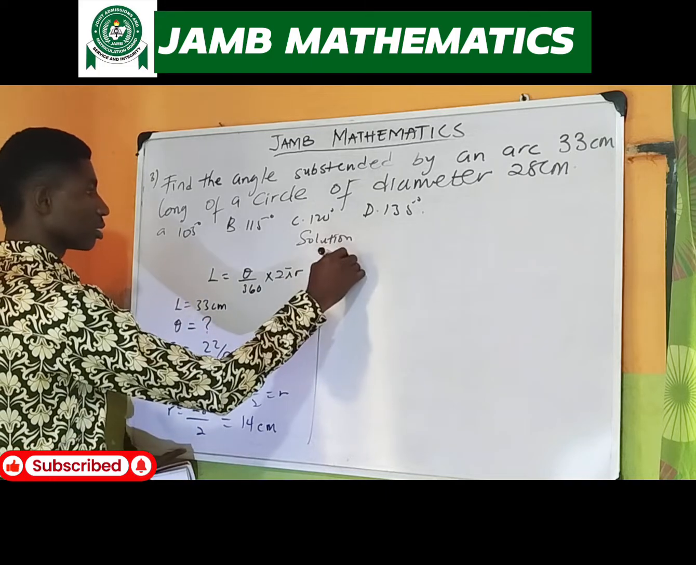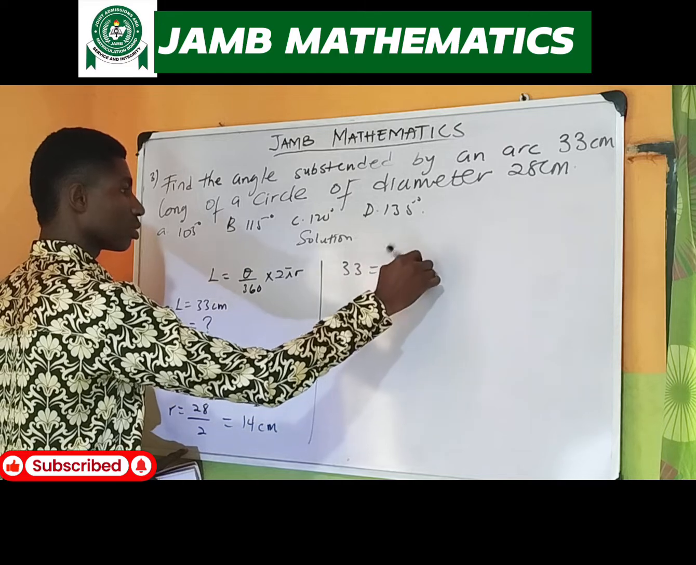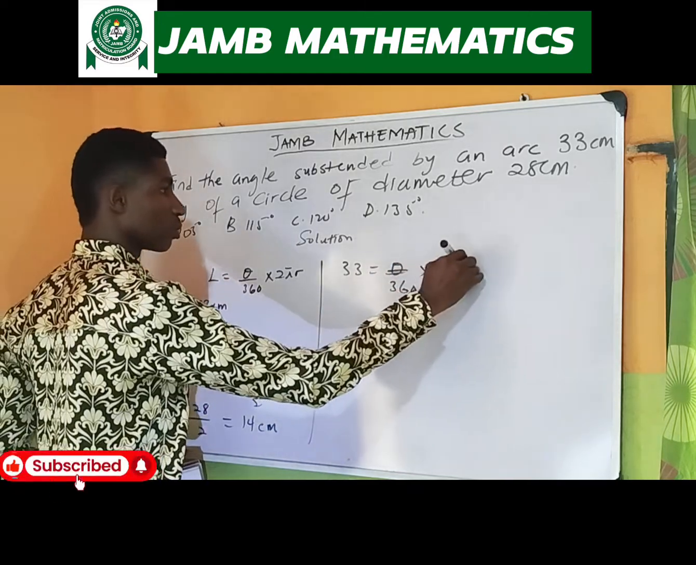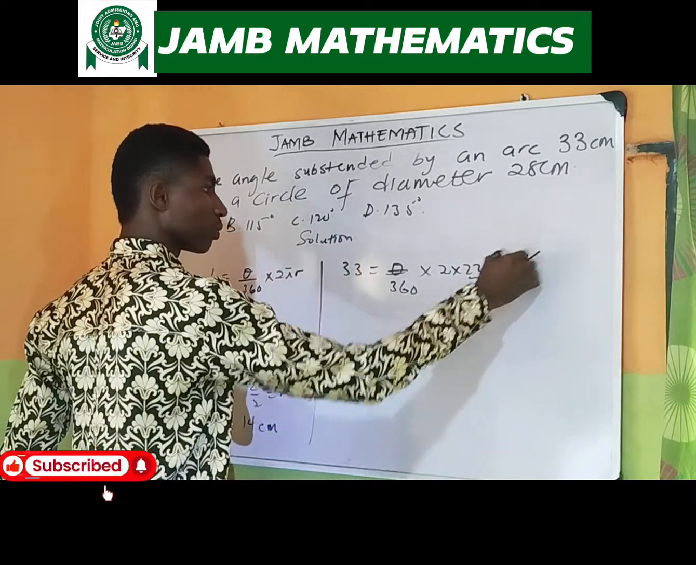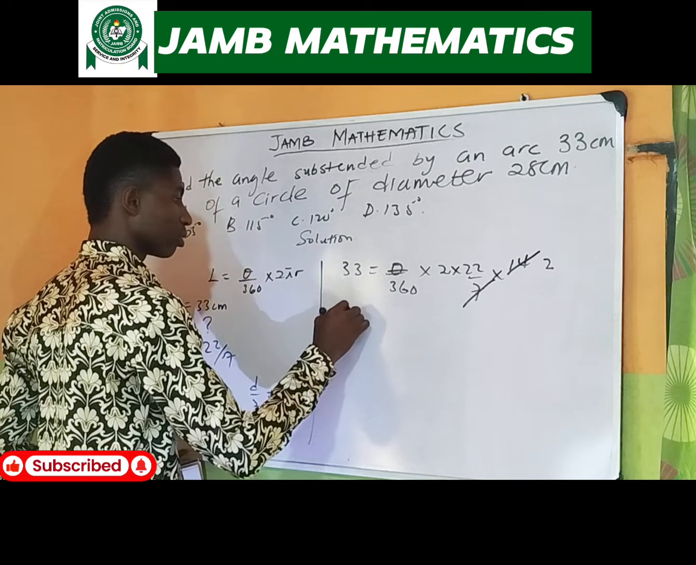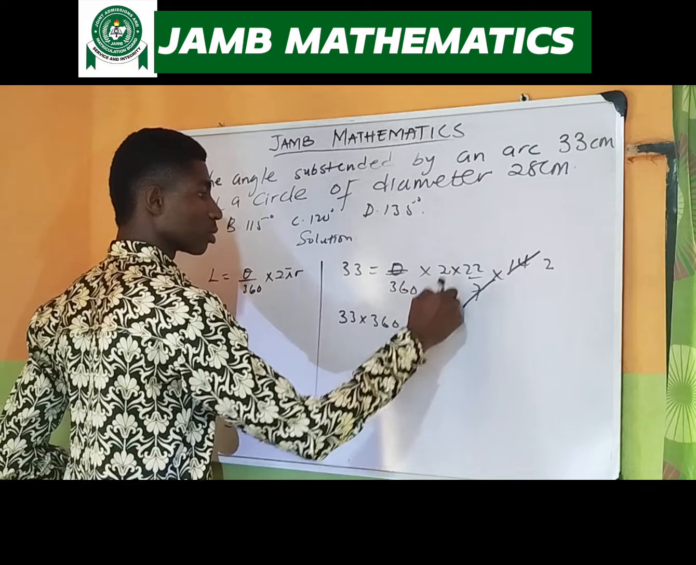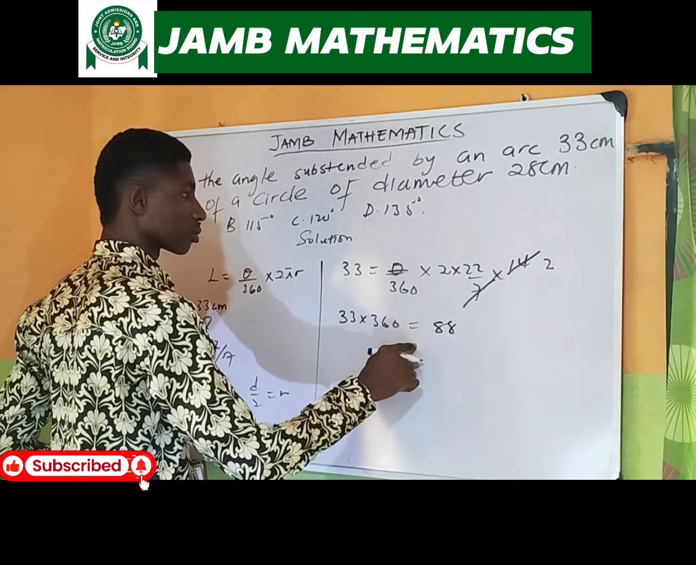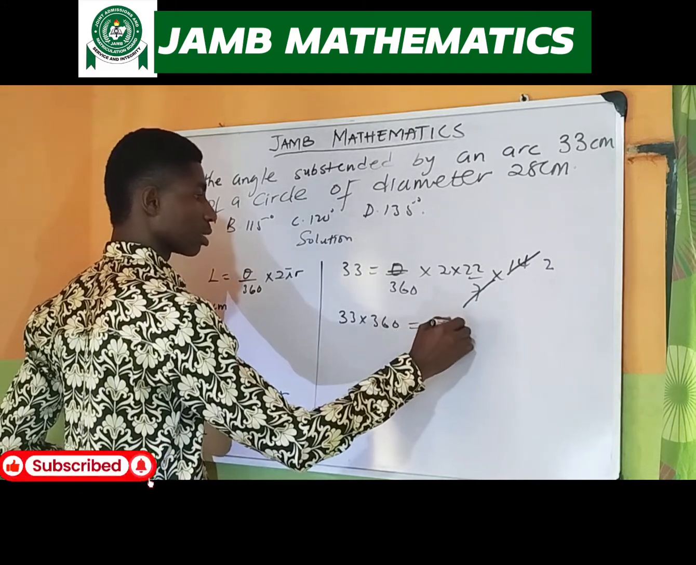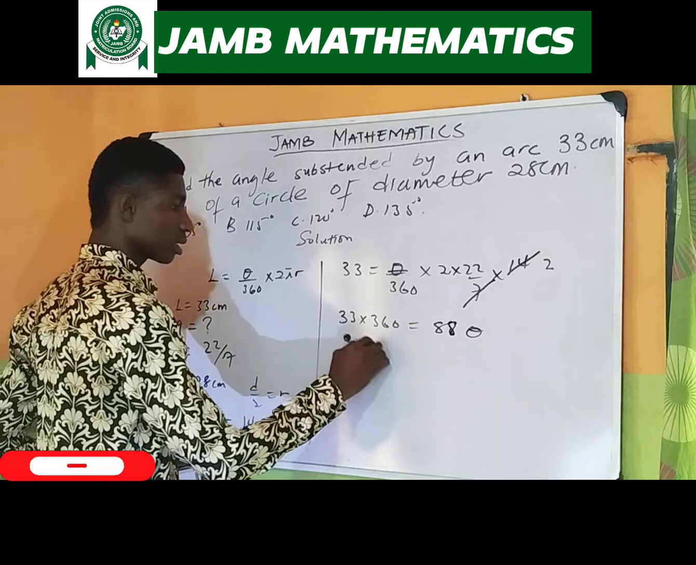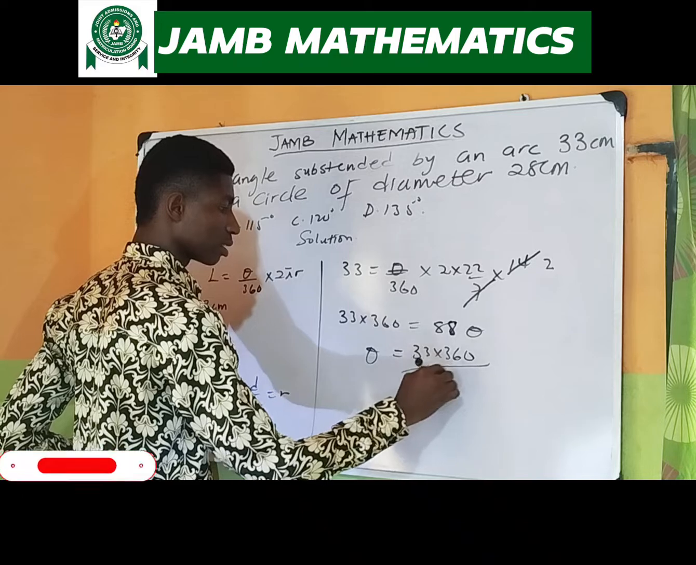Our length of arc is 33, equal to theta over 360 degrees times 2 times 22 over 7 times our radius, which is 14. So 7 can cancel 14 twice. So we have 33 times 360 is equal to 88 times theta. So theta is equal to 33 times 360 over 88.